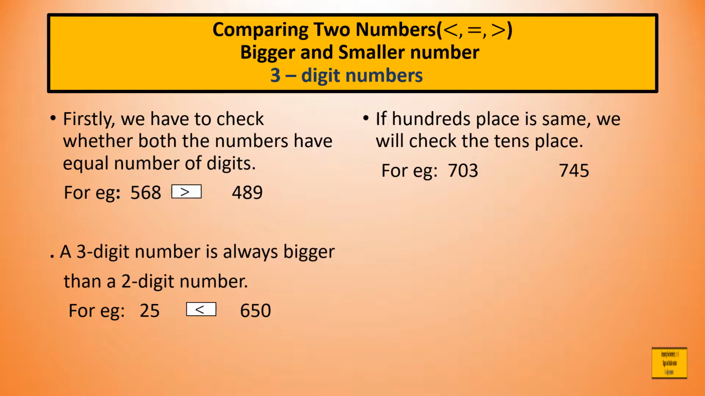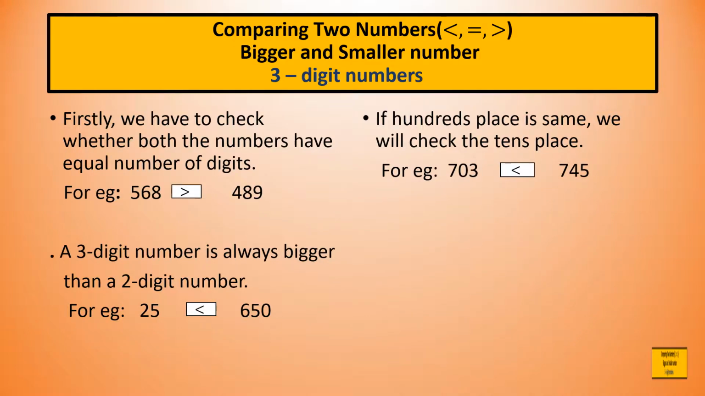But both have the same number, that is 7, in the hundreds place. So now, to compare, we will have to check the tens place. In 703, we have 0 in the tens place, whereas in 745, we have 4 in the tens place. 4 is greater than 0. That is why 745 is greater than 703.